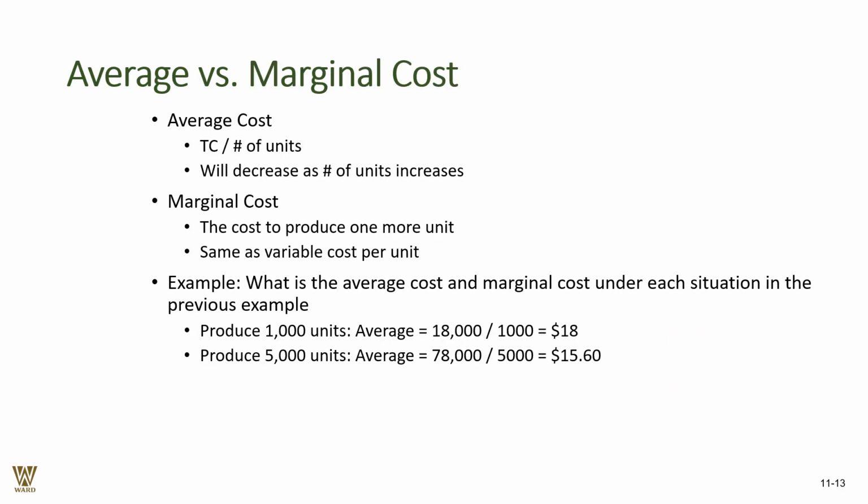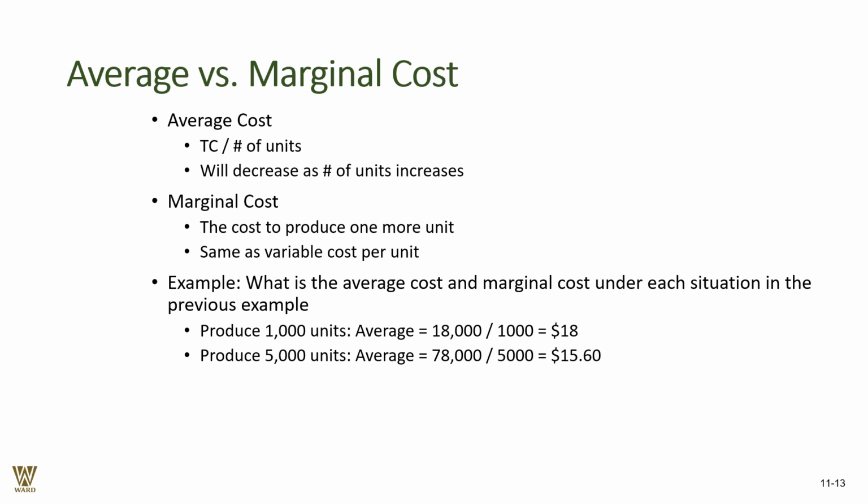So, average versus marginal cost. What is an average cost? Average cost is the total cost divided by the number of units, the total cost divided by the number of units. It will decrease as the number of units increases.